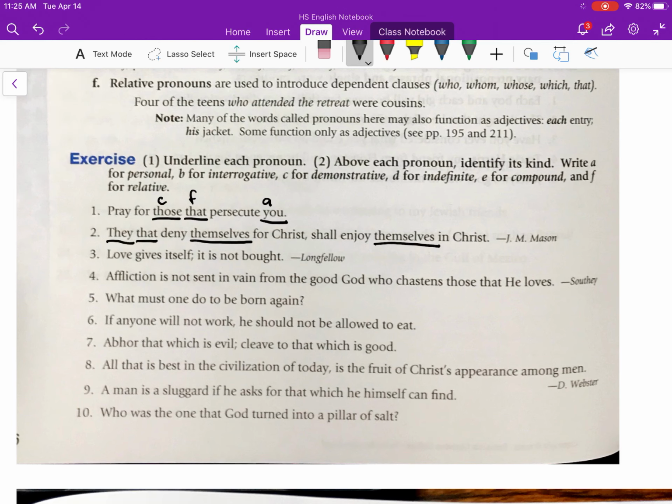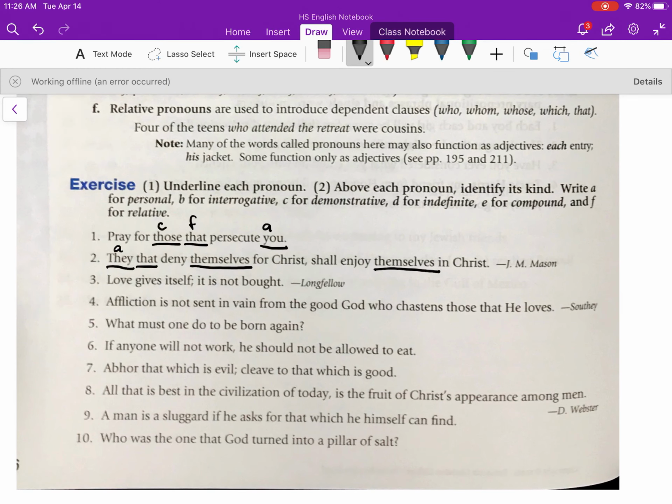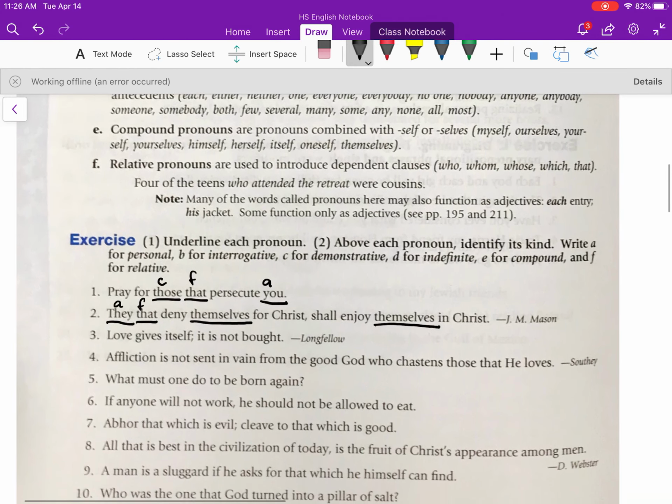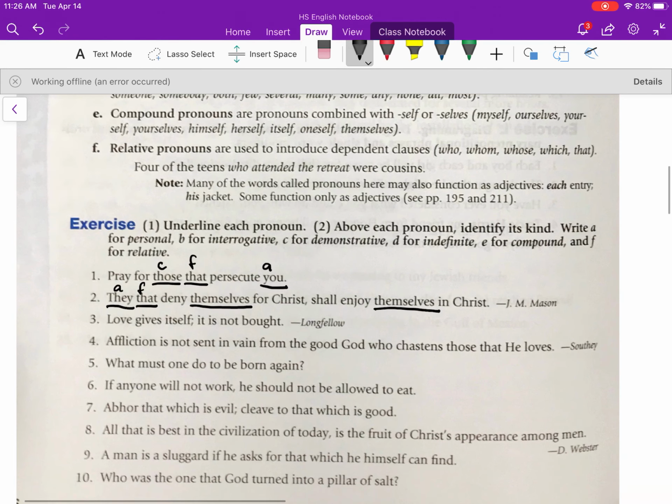Let's begin with the first one. They is going to be a personal pronoun, so we're going to give that one an A. And then the word that is one of those relative pronouns that introduces a noun clause. We're going to give that one an F. Themselves, that's one of those compound pronouns, and so in this case we're labeling those E. And then themselves again, so E. We should have underlined they, that, themselves, and then themselves.